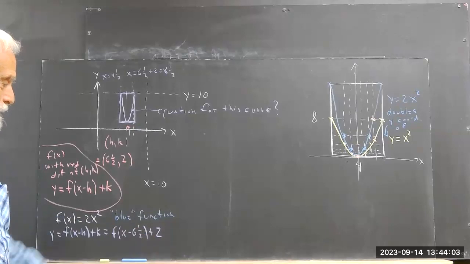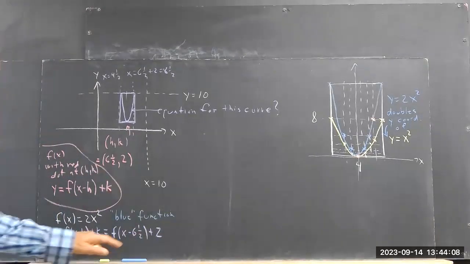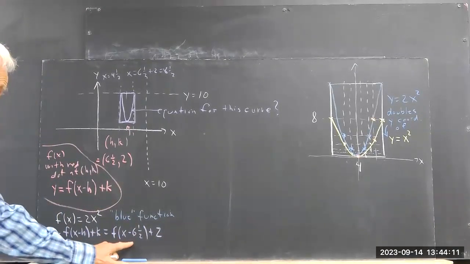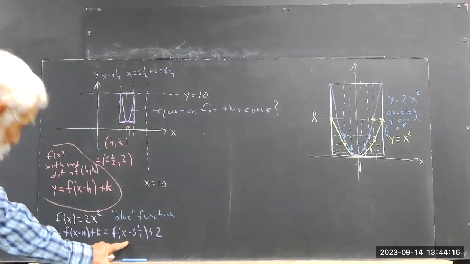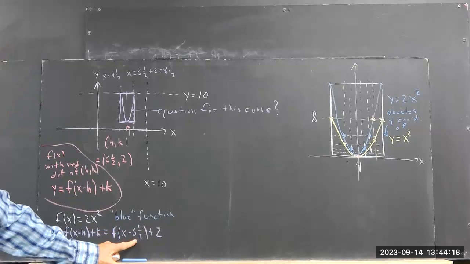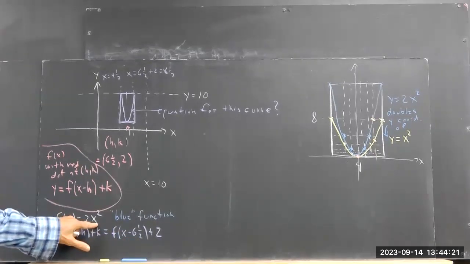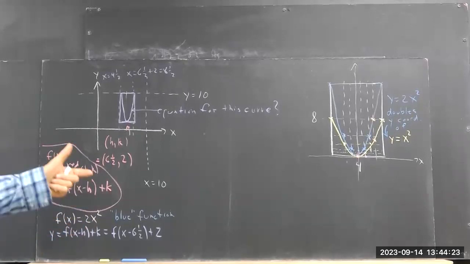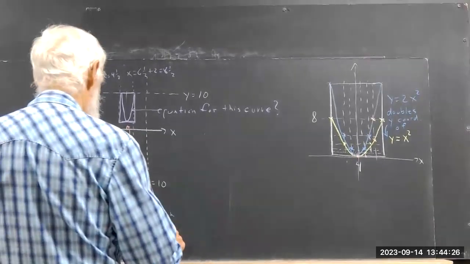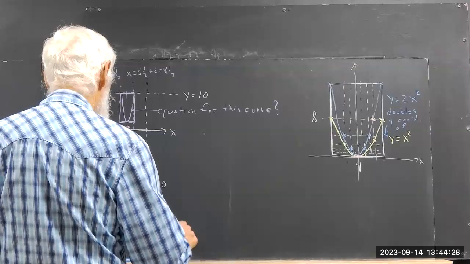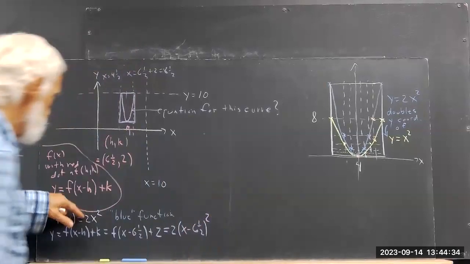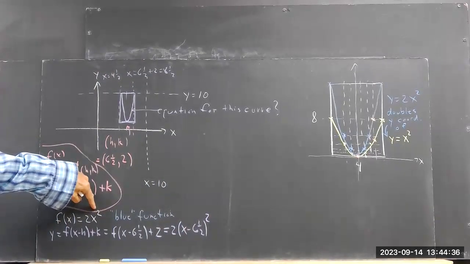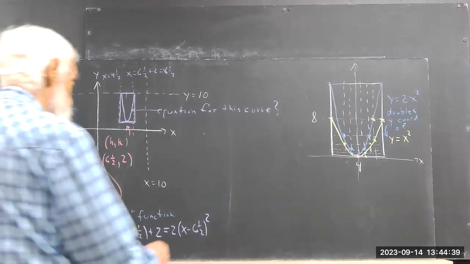Got f of x minus 6.5 plus 2, right? And the question was, don't have to have a square in here. Well, that x minus 6.5 is going to end up being squared, but it isn't squared here. It doesn't get squared until you replace this x with x minus 6.5. Okay, so f of x minus 6.5 is 2 times x minus 6.5 squared because of this function, right?